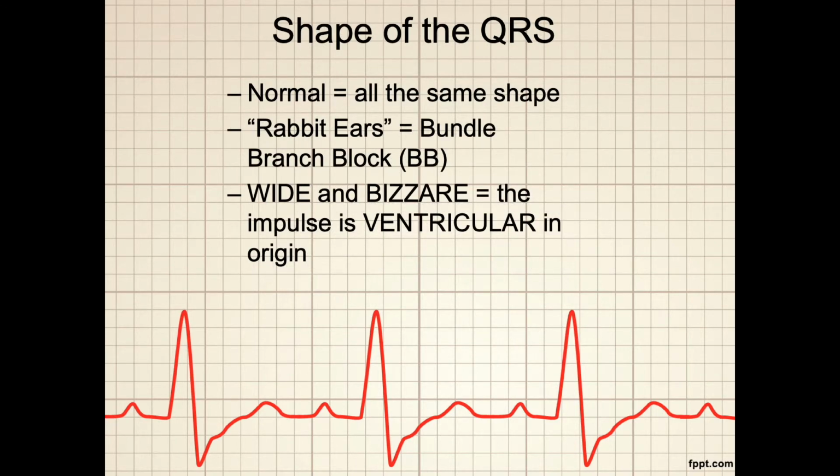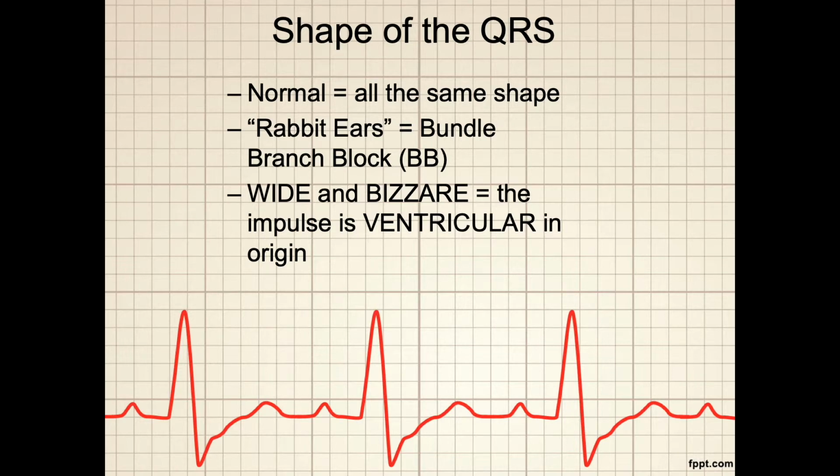If they are normal, they are all the same shape, and that means you'll have a single deflection for the Q wave, for the R wave, and for the S wave. But sometimes, as in a bundle branch block, you will have double R waves, which are sometimes referred to as rabbit ears. Also, the shape of the QRS should be relatively narrow, that is 0.04 to 0.12, and should also always be in one direction.